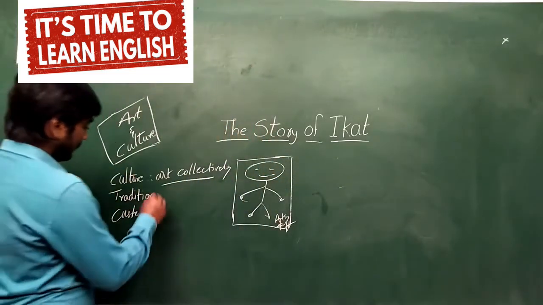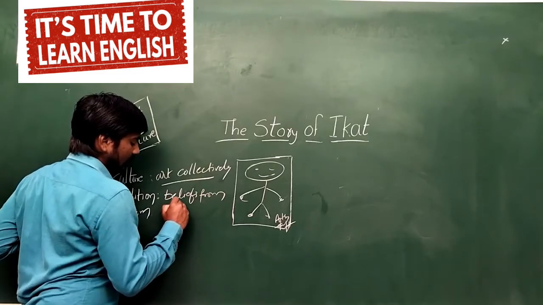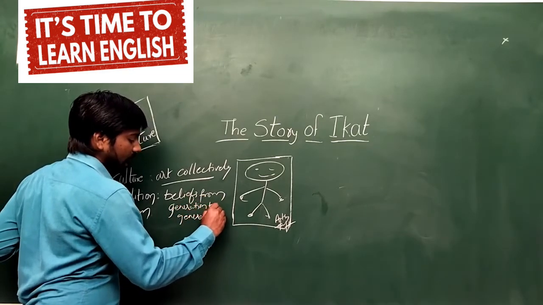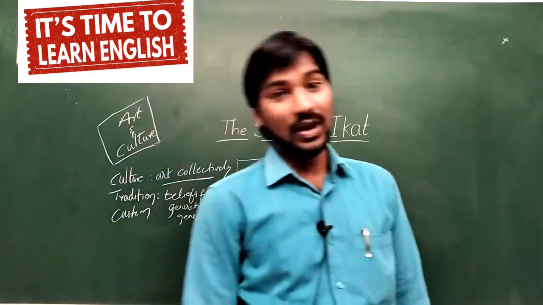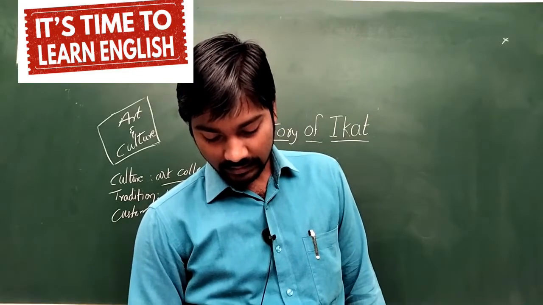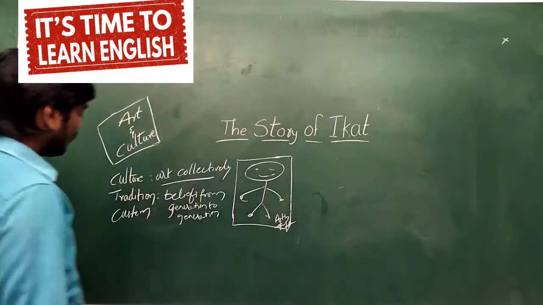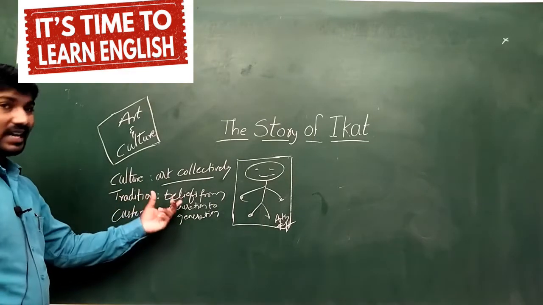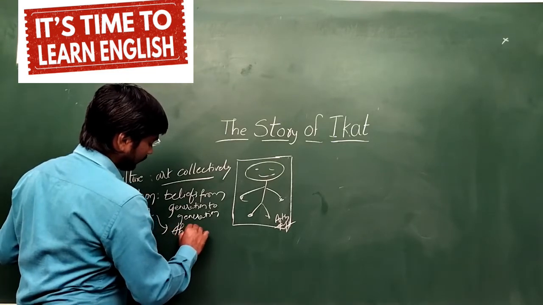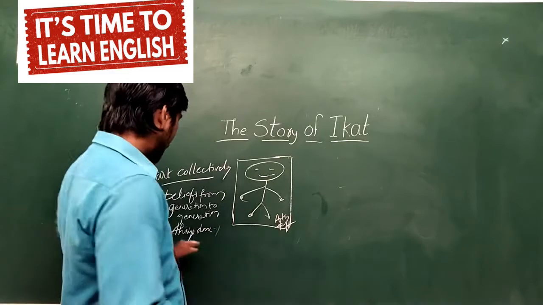Okay, next one is tradition. This is called belief from generation to generation. So beliefs means the systems we follow, the customs we follow. The customs we follow, that is called traditional. This is the belief or the customs from generation to generation. I will write it here, the custom, you don't worry.